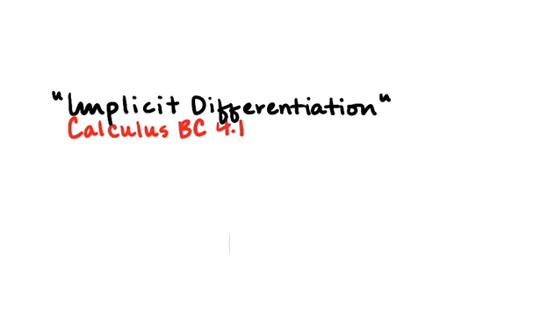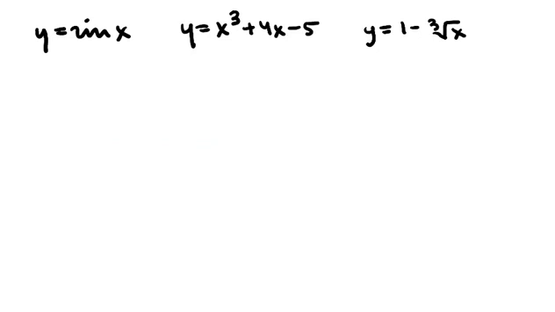Okay, in this video, I'm going to be talking about implicit differentiation, and this is the first lesson in Unit 4 of Calc BC. All right, now at the beginning of this course, we took derivatives of things like what you see there, like sine x and x to the third plus 4x minus 5, or 1 minus the third root of x.